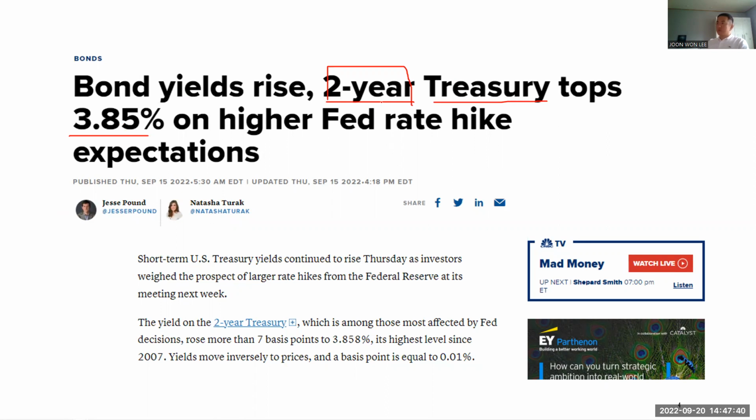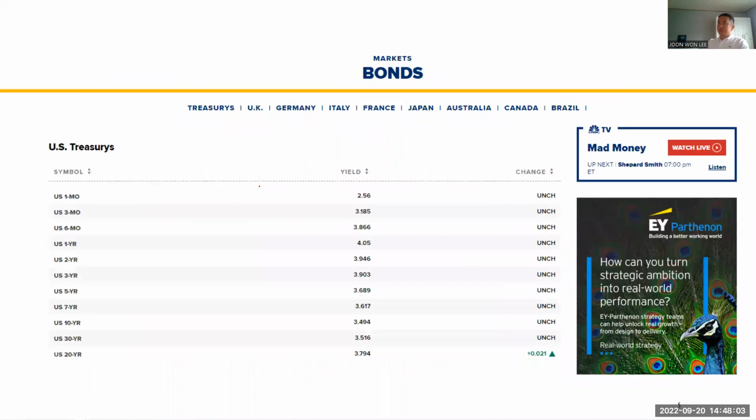So the Treasury yield is 3.85% because of the expectation of higher interest rates. The Fed is the Federal Reserve Bank, so the expectation is higher federal rates in the future.